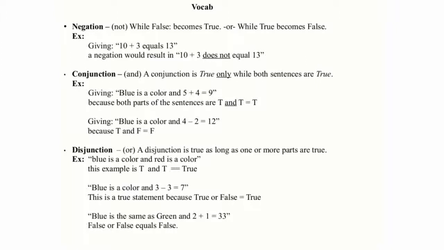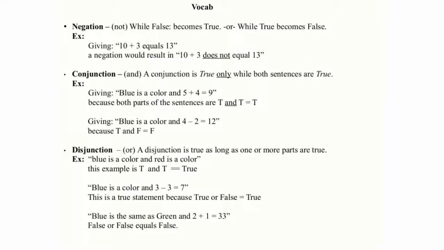Simple enough. You can also do the other way around and say blue is a color and 4 minus 2 equals 12. That's false, because we all know 4 minus 2 does not equal 12. So blue is a color, though, that's true. But even though the first part of the sentence is true, the second part is false, meaning the entire statement is going to be false.